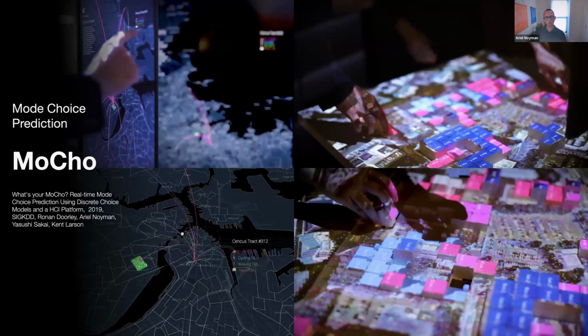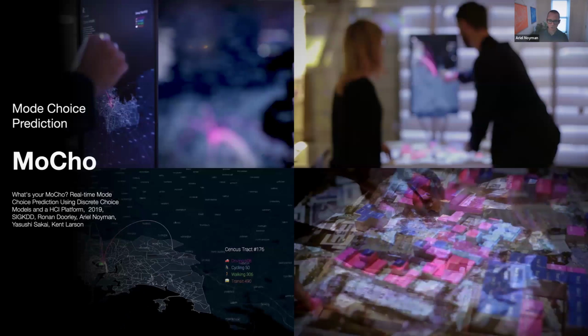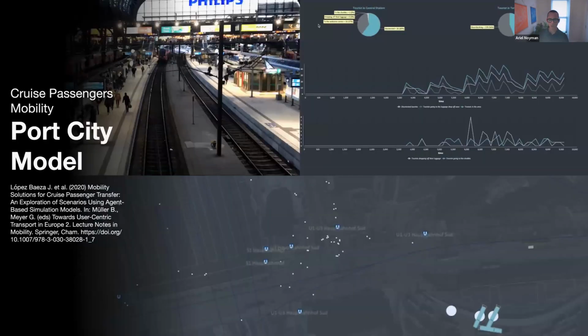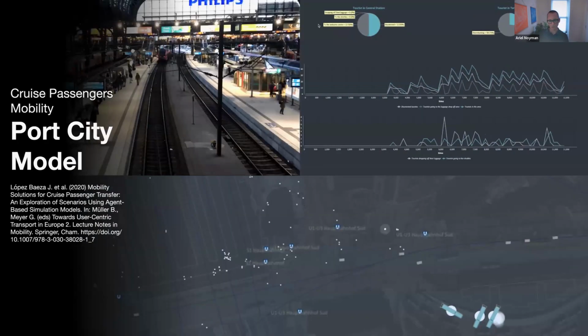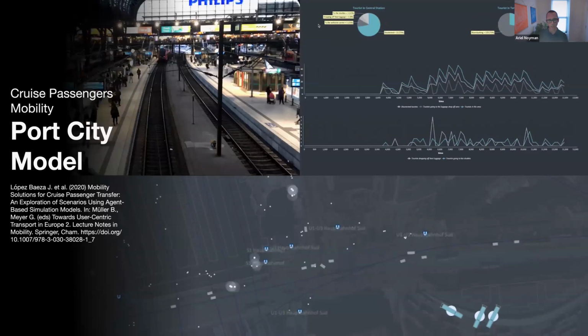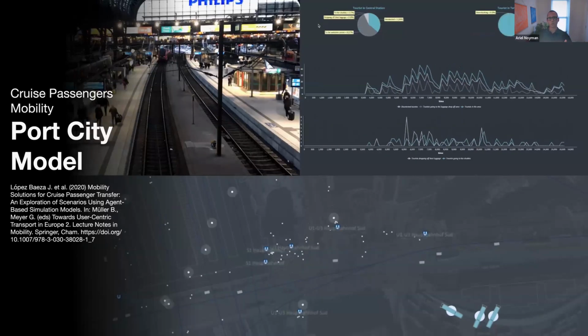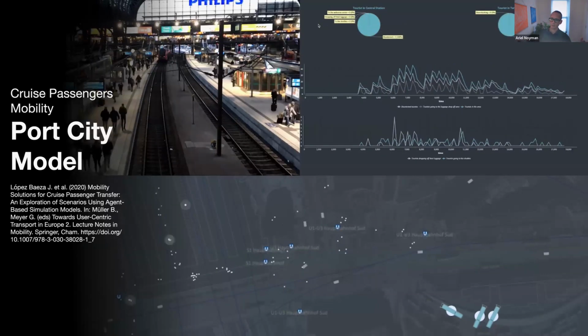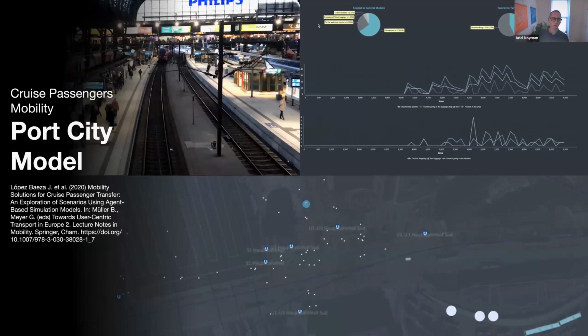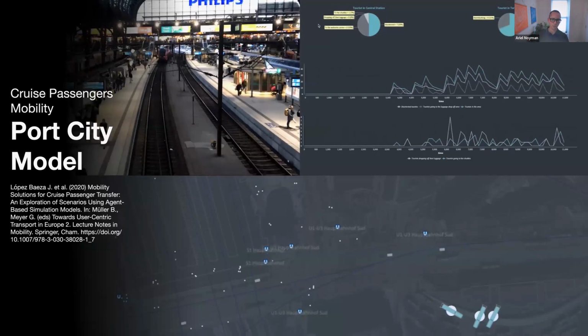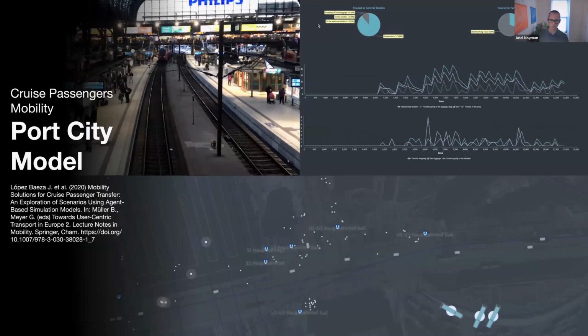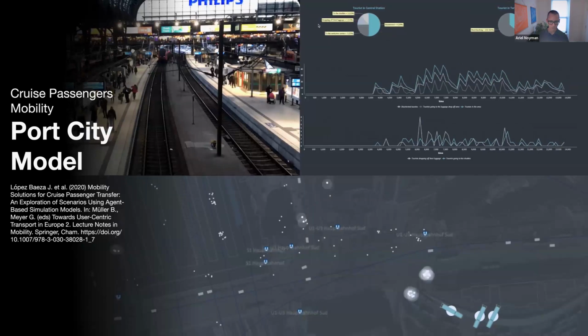Similarly, again, in Hamburg, we tested an agent-based model to investigate the impact of microscopic interventions to the mobility habits of maritime tourists. So we basically checked what happened if we change a turnstile or some signaling within the major train station in Hamburg and how that would affect those agents as they move through the center of the city.